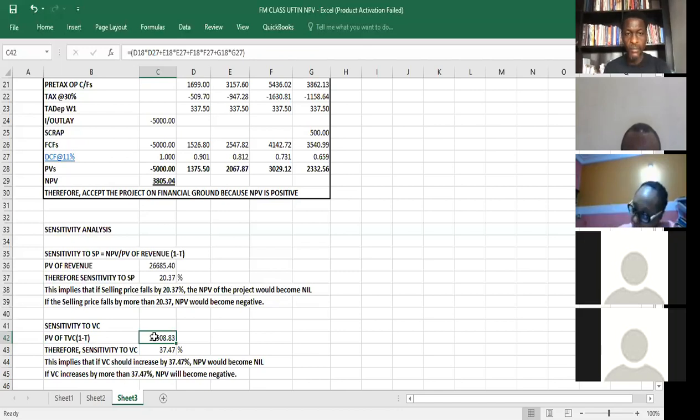I just did the present value of the variable cost in every year. Where did you apply your 1 minus tax? I applied it in the formula at the end. I could have done it separately, so I did it together with the variable cost in the denominator of my sensitivity formula. I could have done it separately and then brought it to the sensitivity formula. Okay.